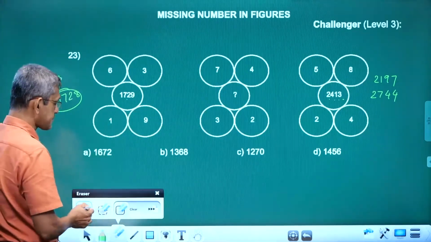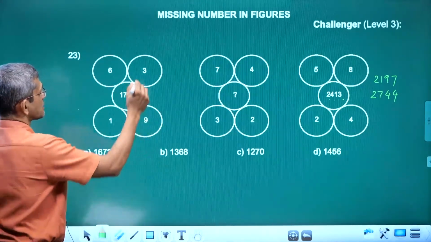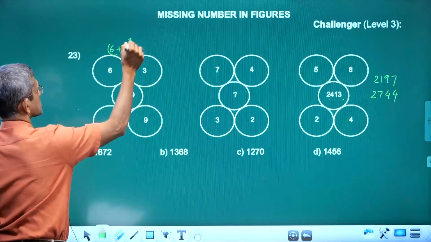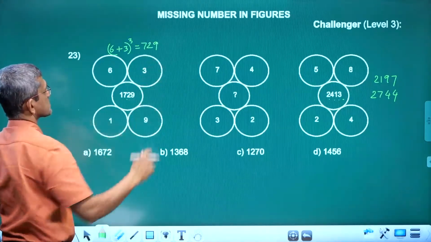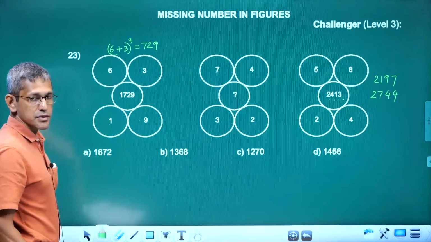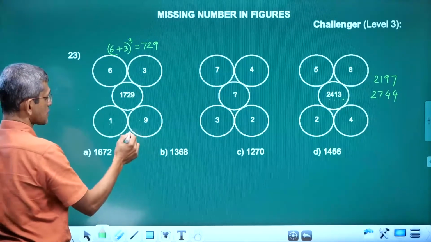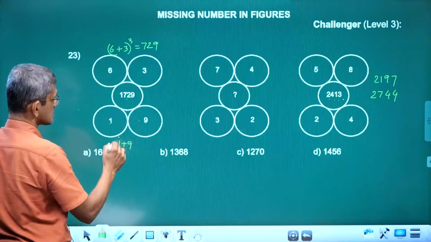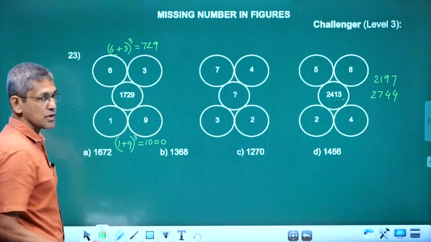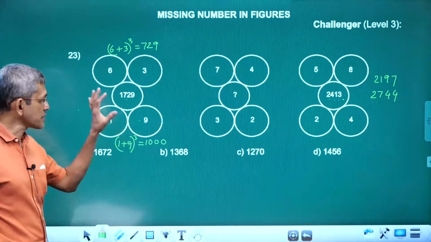Any other possibility? How about 6 plus 3, 9. And if you take the cube of 9, 9 cube is 729. And how about 9 plus 1 is 10. 10 cube is what? 10 cube is 1000. So we have 1000 and we have 729. So 1000 plus 729, 1729. Okay, so we got that pattern for the first figure.